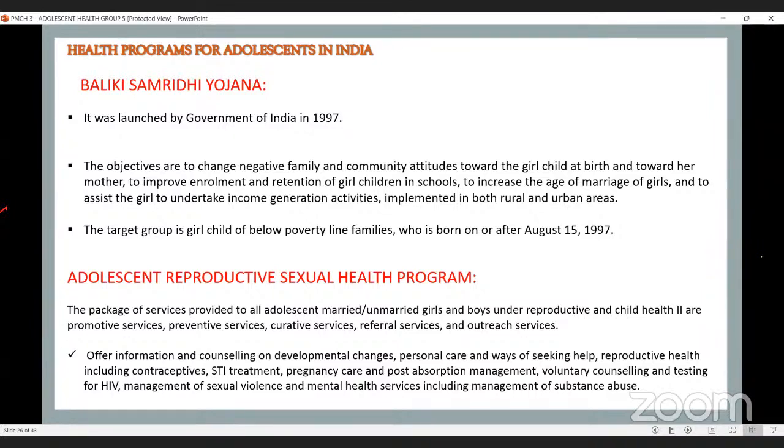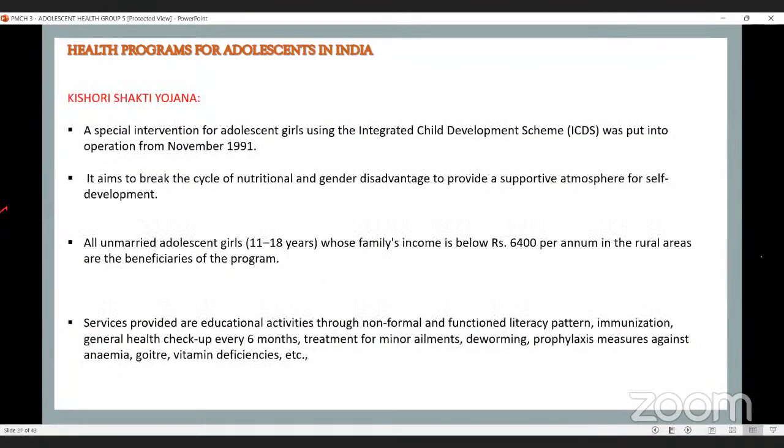post-abortion management. It also includes voluntary counseling and testing for HIV, management of sexual violence, and mental health services, including management of substance abuse. This was targeted at both adolescent males and females. The other one is Kishori Shakti Yojana.